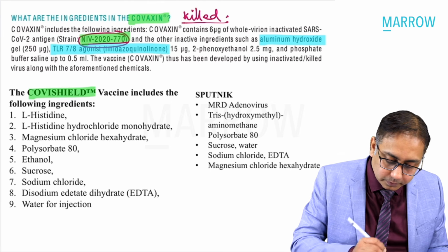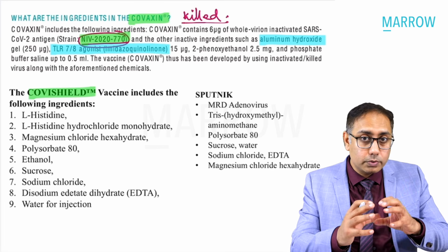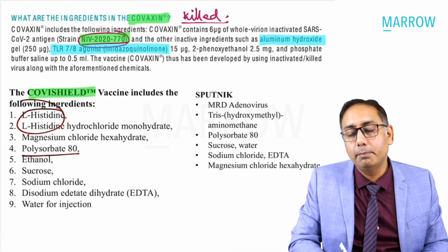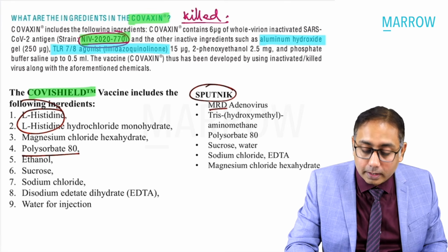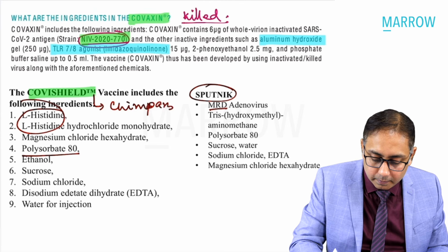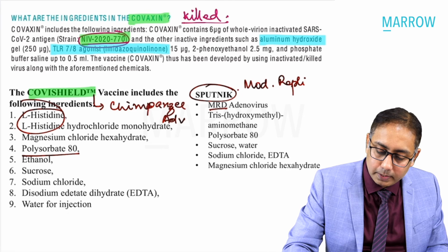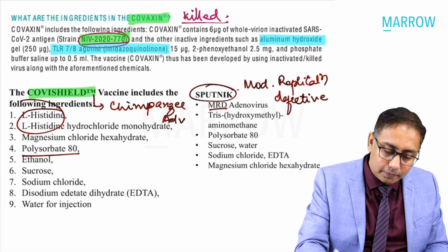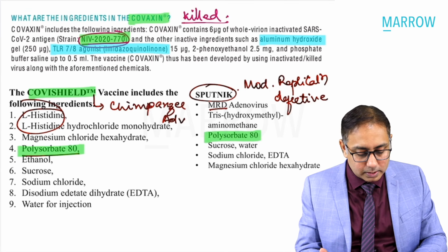Talking about the Covishield vaccine, it's a live viral vector vaccine. The viral constituents are packed in a protein, and that protein is L-histidine. Alongside L-histidine, you have the emulsifier polysorbate 80. The Sputnik is also a viral vector vaccine. It uses a modified replication-defective adenovirus, whereas Covishield uses the chimpanzee adenovirus. So the Sputnik vaccine will also have polysorbate 80. Covishield will also have polysorbate 80. Covaxin does not have polysorbate 80. You can just remember these few points about the vaccines.